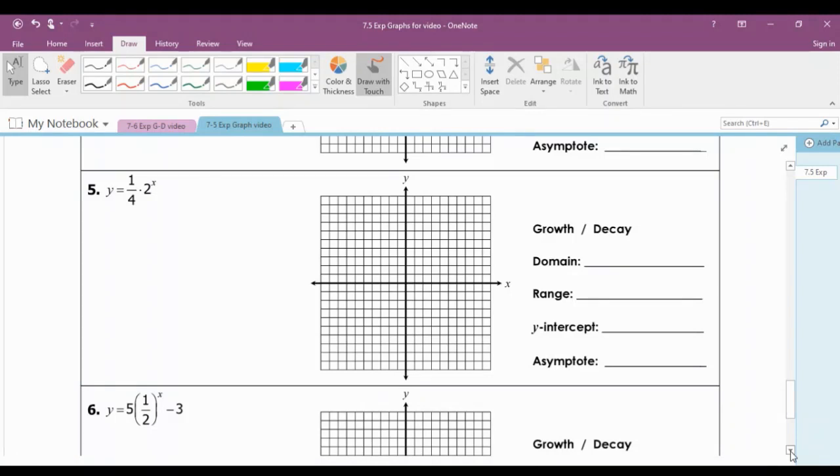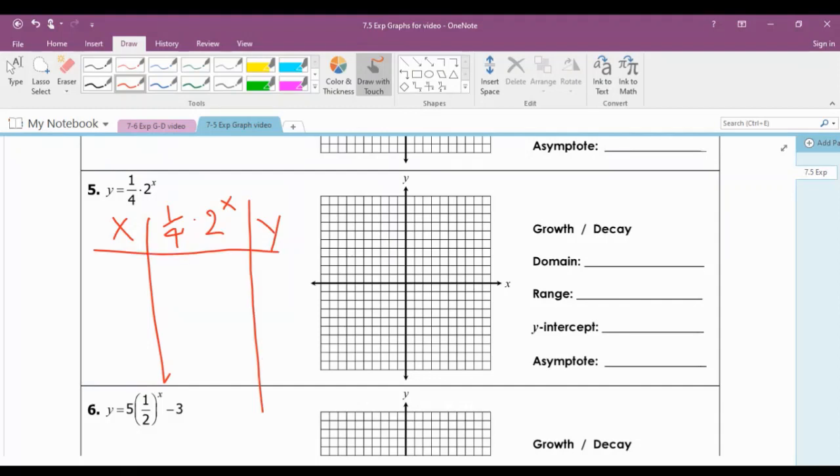Each different type. So number 5, I'm going to go ahead and make my table again. I have x, and I have 1/4 times 2 to the x and y. I'm having some trouble with the typing here.